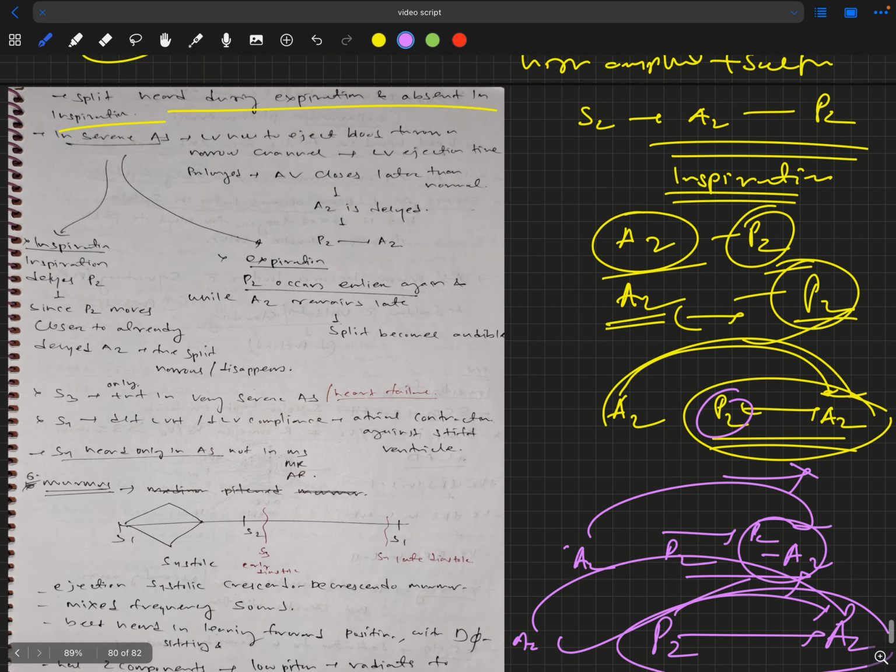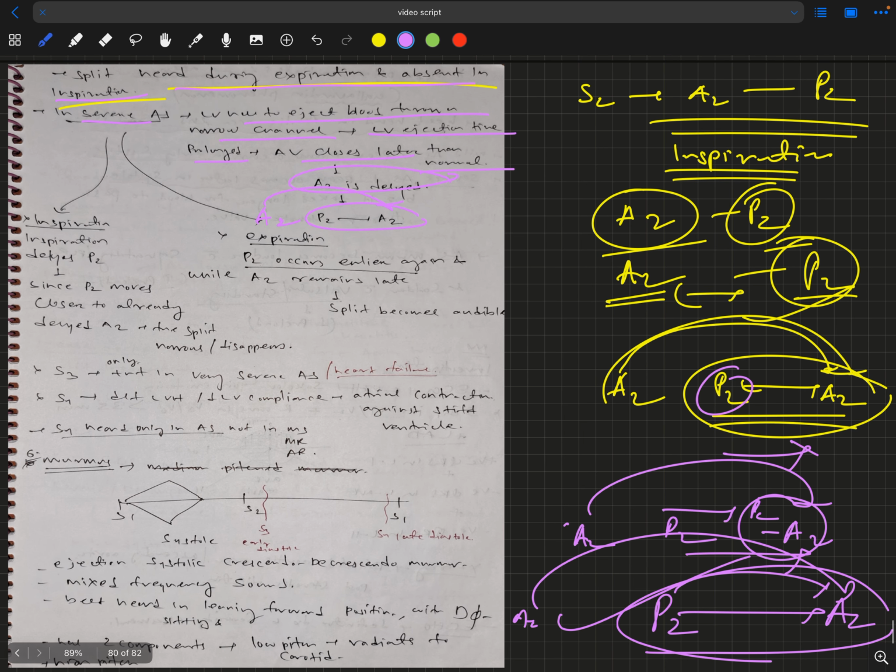So this is what is written: split is heard only during expiration and absent in inspiration. In severe aortic stenosis, LV has to eject blood through a narrow channel. LV ejection time is prolonged. The aortic valve closes later than normal, so A2 is delayed. Then P2 followed by A2. A2 is delayed, P2 followed by A2. So during inspiration P2 is also delayed. Since P2 moves closer to the already delayed A2, the split narrows or disappears.